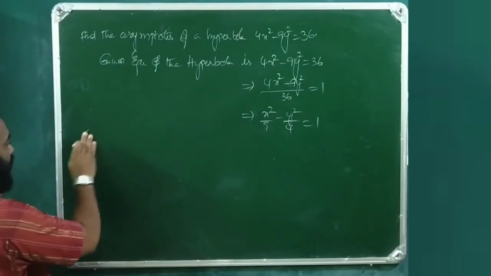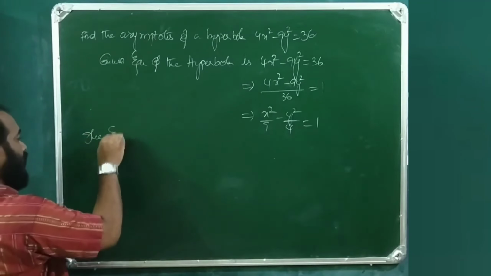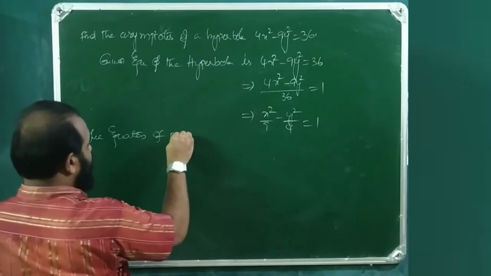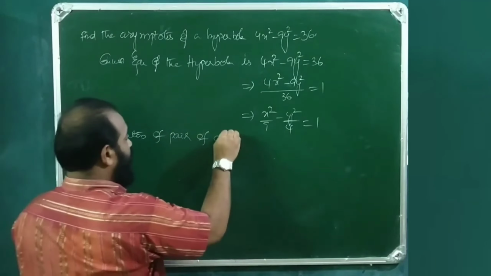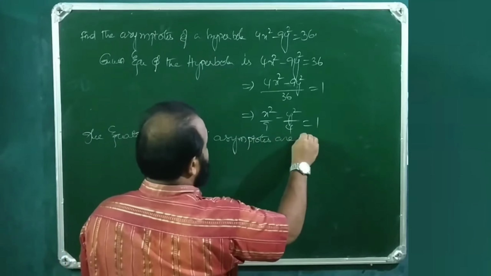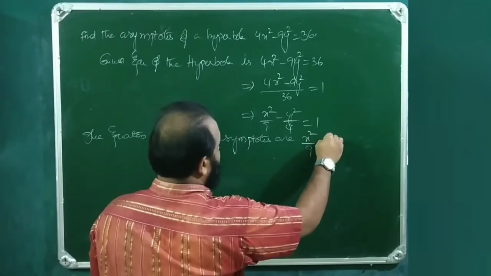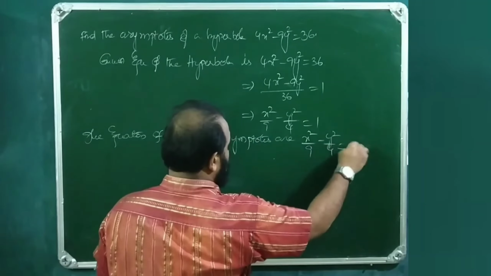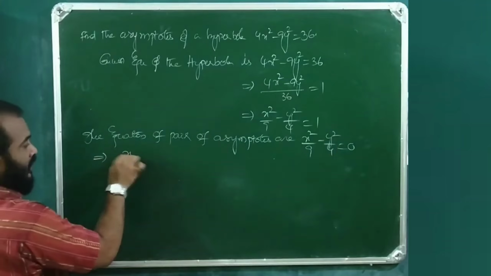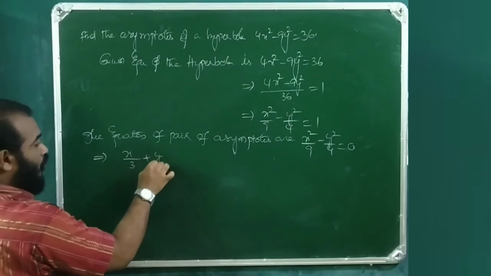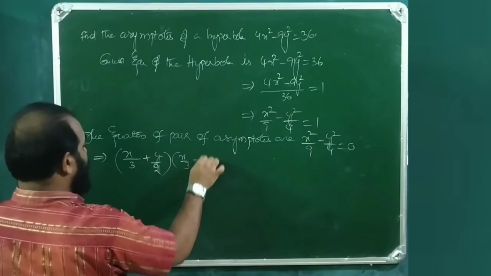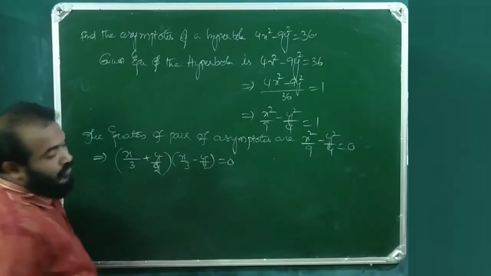So, the equation of the pair of asymptotes is x square by 9 minus y square by 4 equals to 0. So, this implies x by 3 plus y by 2 into x by 3 minus y by 2 equals to 0.